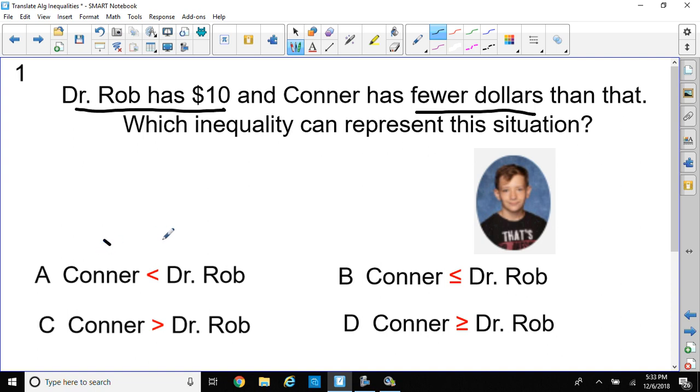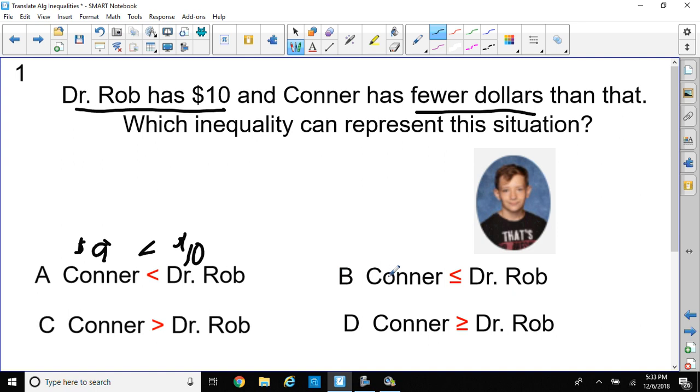So Connor could have, say, $9. So I'll put, say, $9. That's less than 10. And Dr. Rob has $10. So less than, I'll put that symbol. So he has less money than I. So I'm going to go automatically with just the first choice, A, because Connor has less money than that.